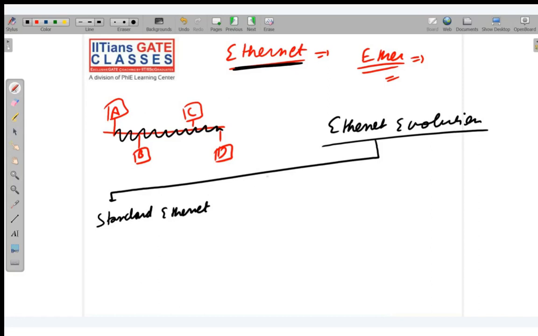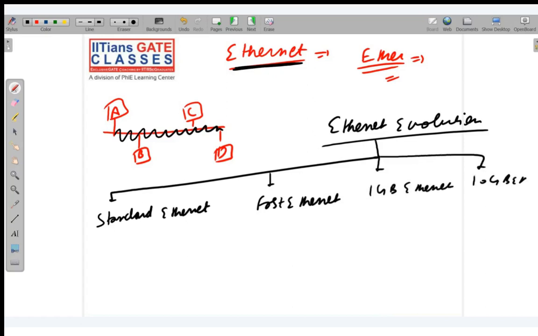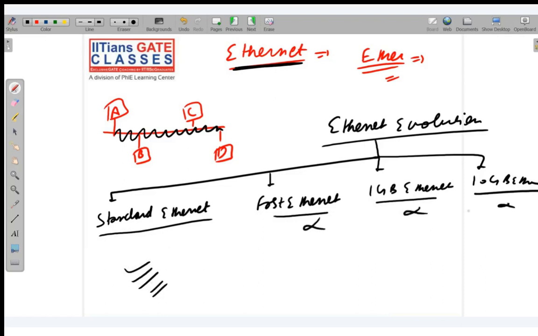Standard Ethernet, and then we have fast Ethernet, and then 1 gigabit Ethernet, and then 10 gigabit Ethernet. Okay, so there are 4 versions of Ethernet. We will study only standard Ethernet because this is in your GATE syllabus. The rest we are not going to study. It is simply a waste of time.